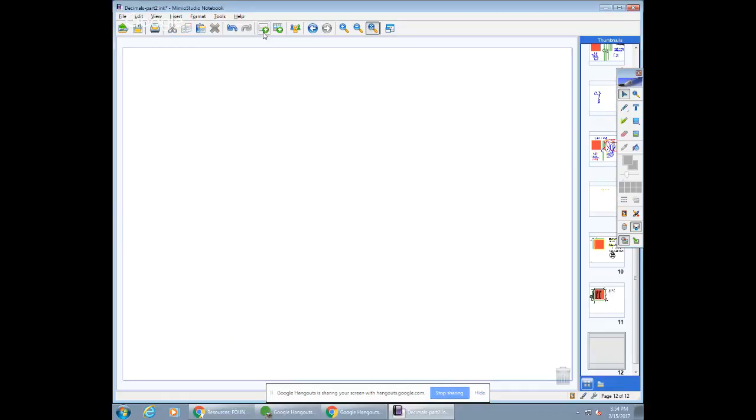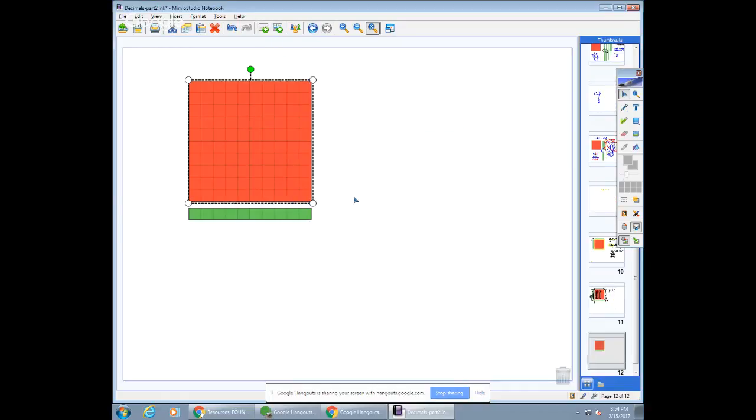New page. So if I tighten them up a little, that's about as close as I can get them. Oh, come on, line up. They don't want to line up perfectly. So this is my area that is 1 by 1 and 1/10.